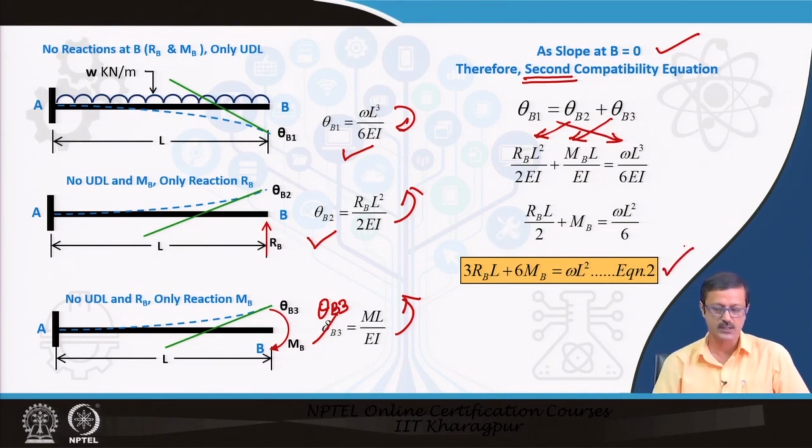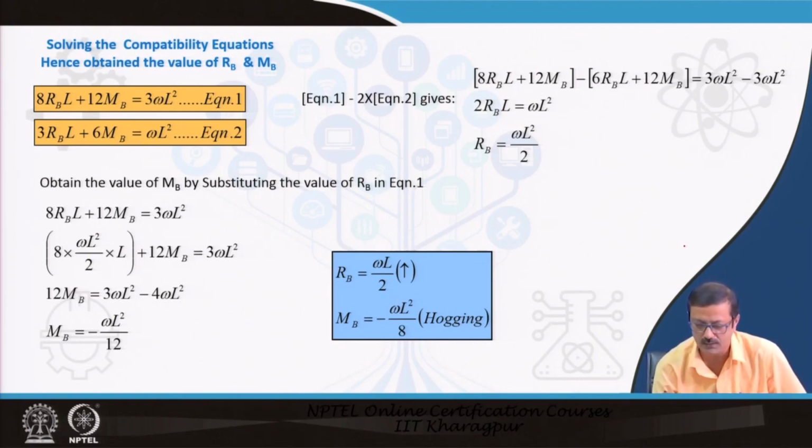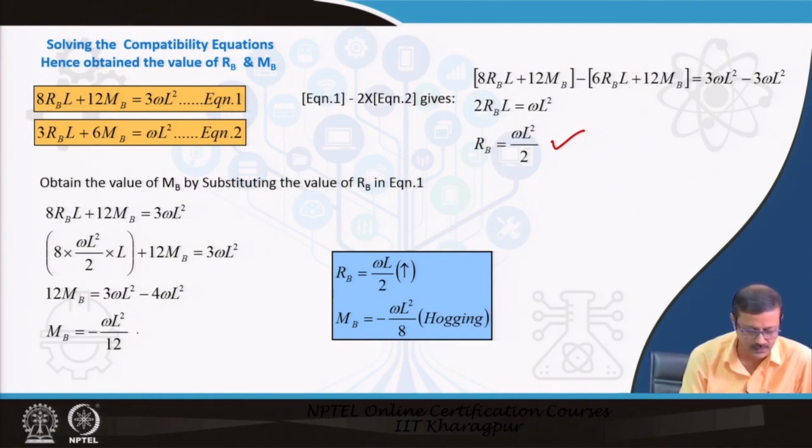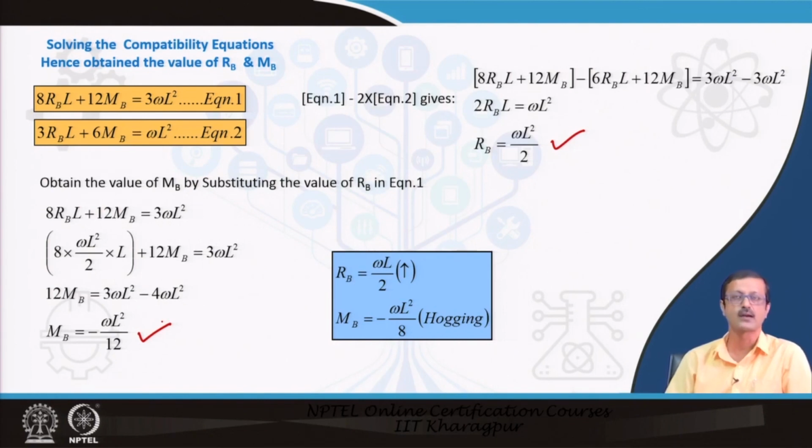So, those two equations, equation number 1 from the deflection 0, and equation number 2 from the slope 0, can be solved. This is just solving two numerical linear equations. It is nothing new to you. First, I have found RB, which is WL square by 2, and again MB, which is WL square by 12.